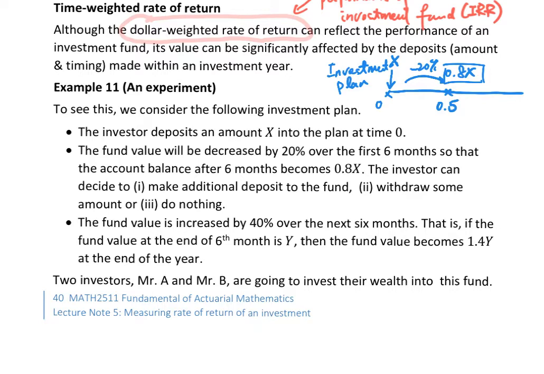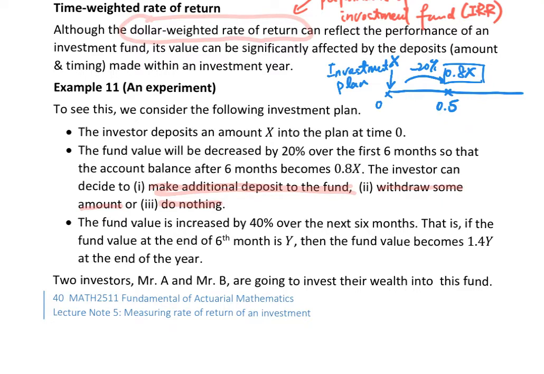So what he does is, he can choose either to make an additional deposit into the fund, meaning he puts more money in even though the fund is losing money, or he withdraws some amount, meaning taking some money out, and the last option is he does nothing and just lets the account move on.